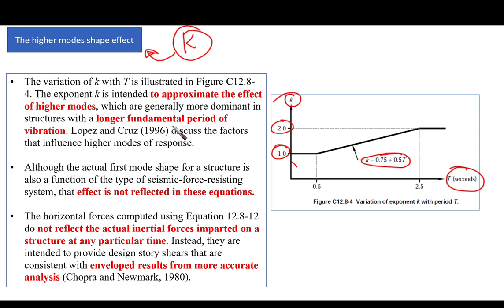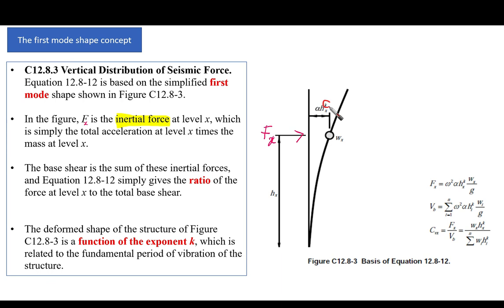And this is important. If I ask you, what is the contribution of k? You're going to tell me that it controls the higher mode effect contribution. If we have a period of 0.5 or less, the contribution is nothing. There is no higher mode effect because k will be 1. If we go back here, look, this is k. So this means that alpha hx is linear.